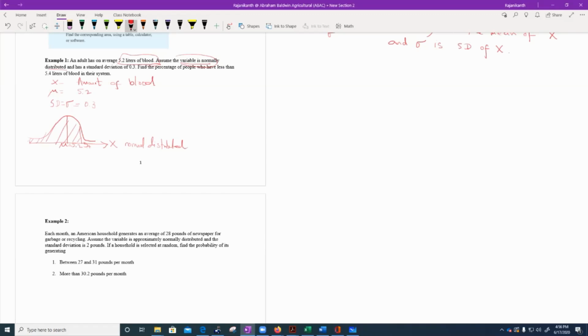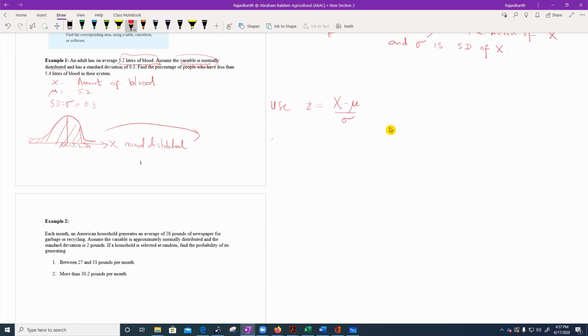Okay. So now find the percentage of the blood level which is less than 5.4. You can't use the table at this point, right? Remember, the table is for standard normal. So what I'm going to do is change this picture into standard normal. How can I change it? We are going to change it by using the relationship between standard normal z and normal distribution variable x. So I'm going to use this formula, right?